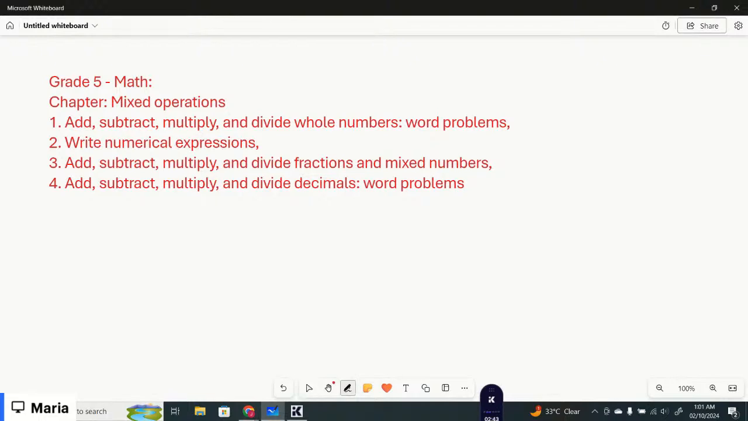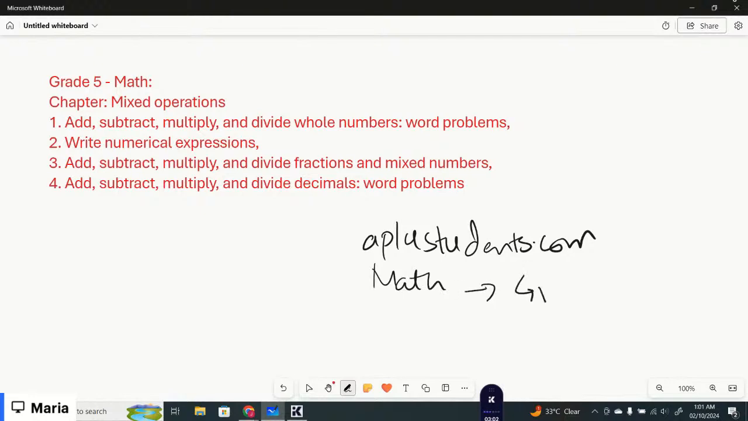You can find all the lessons on aplusstudents.com. You have to log in there using your email address and password if provided by the administrator. Then you have to select math from the subject tab. Scroll down to grade 5 math and then click on view all lessons. There you can find a list of the chapters. We're going to start with the chapter mixed operations.